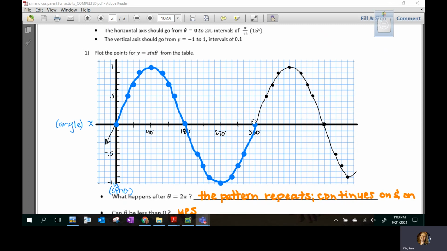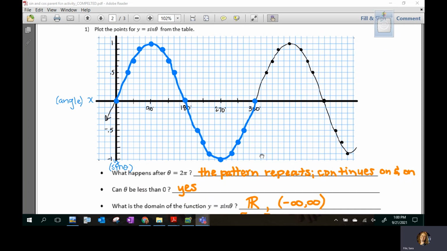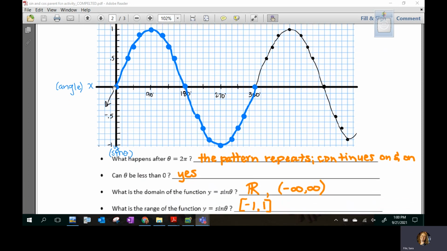We said it would continue in the same pattern, so I went ahead and showed that it would keep going like this, and it would keep going and going forever. And we talked about how, yes, there can be values less than 0. We talked about negative angles last unit.